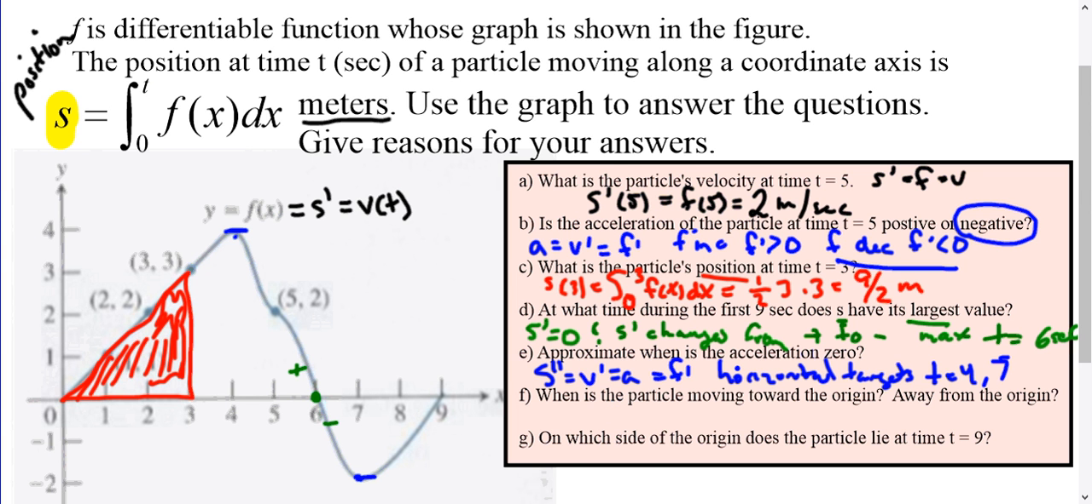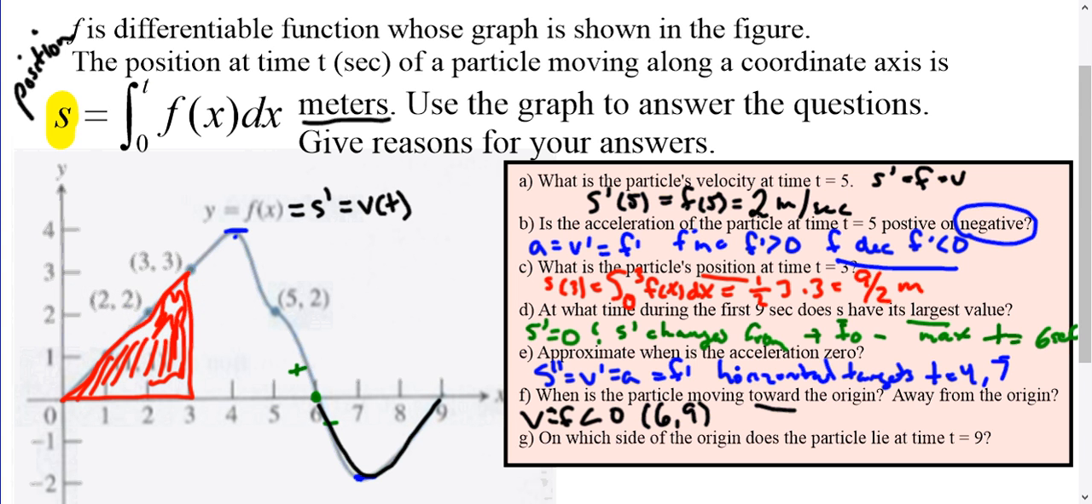Finally, the last couple. When is the particle moving toward the origin? Toward the origin means when the velocity is negative. So toward means it's going to be lesser. So velocity, which is our v, has to be negative. So when is our velocity or v negative? Well, our v is negative from 6 to 9. So on the interval from 6 to 9, our particle is moving toward the origin.